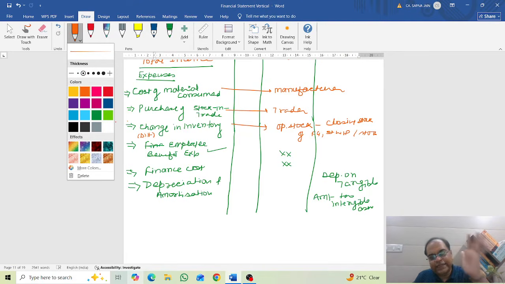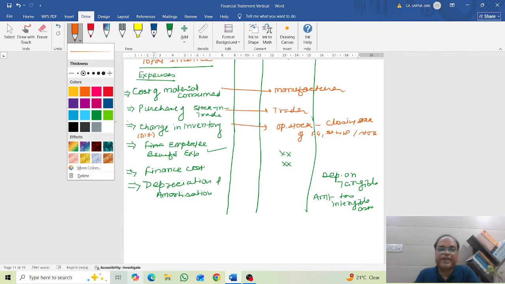amount paid to employees like salary, wages. Salary includes the consolidated amount of salary. Clear? Now, contribution to recognized provident fund, staff welfare expenses and expenses for ESOP, employee stock option plan.